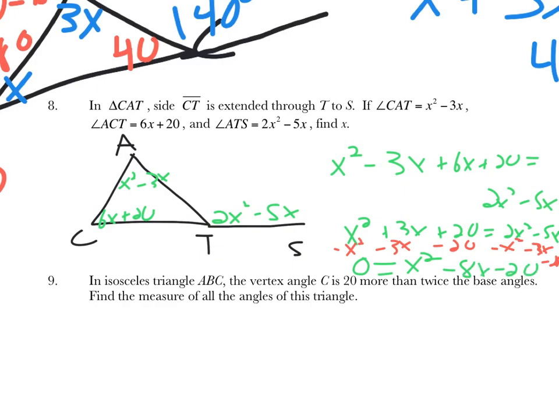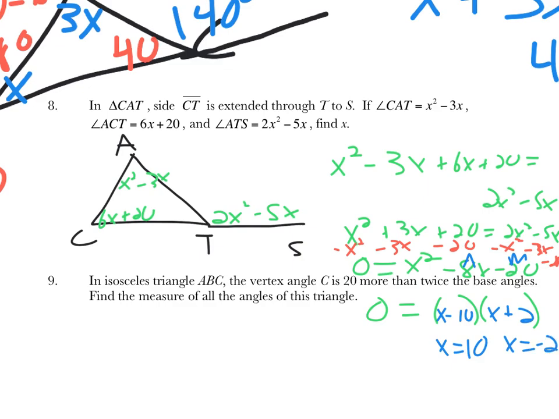And now hopefully you remember your algebra. I'm going to factor this equation into two binomials. I'm looking for numbers that add to negative 8 and multiply to negative 20. I'm going to go with 10 and 2, a positive 2 and a negative 10, to give me what I'm looking for. Setting each factor equal to 0, I have x equals 10 and x equals negative 2.